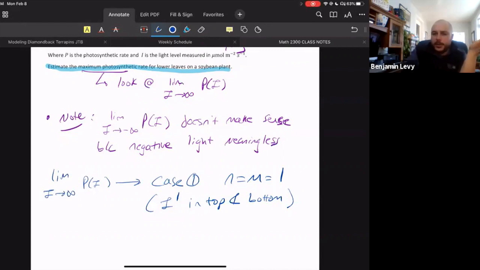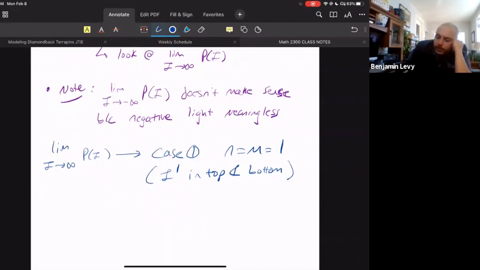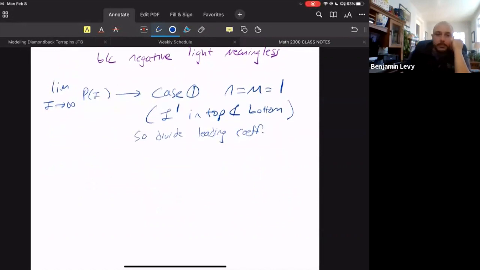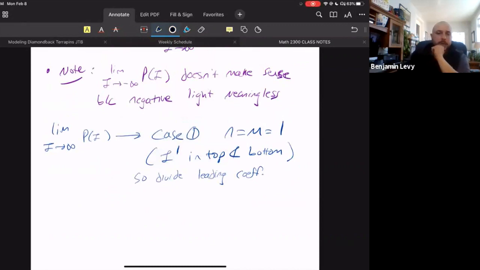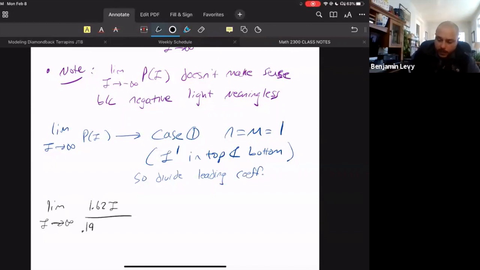And so we should divide leading coefficients. Case 1, N equals M equals 1. And so we'll divide the leading coefficients for this. So, all right, I'm going to do my final answer in black. I just wanted to think about this a little bit before we did that. So the limit as I goes to infinity. Feel free to write as much of this down or as little as you want. Try to write enough down where if you aren't fully following along right now, but you're writing everything down, it would make sense later.